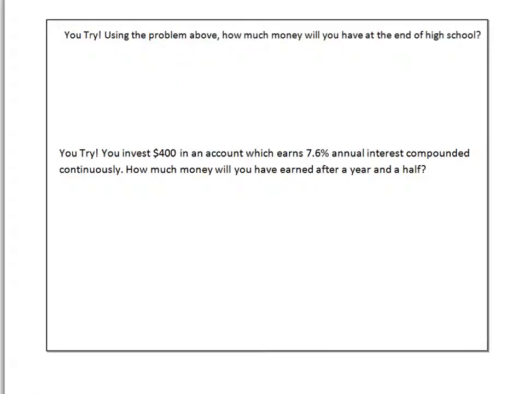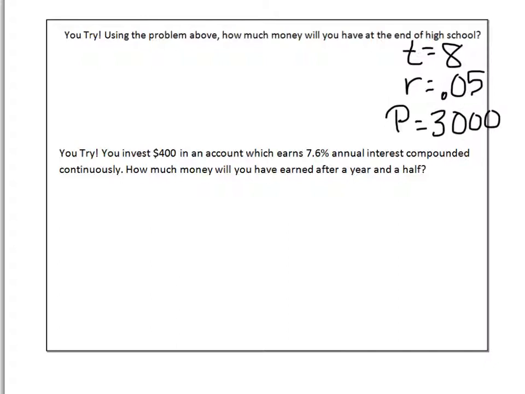Okay, so now you have a U-try. You're going to use the same problem, but you're going to say how much money will you have at the end of high school, which means you're talking after another 4 years. So our difference here means that the time is 8. Your rate is still the same, which was 0.05, and the initial investment, your principal, is still 3,000. So go ahead and figure this problem out. Check with a neighbor to see if your answers agree. Help each other with your calculators as needed, and then unpause this to check your answer.